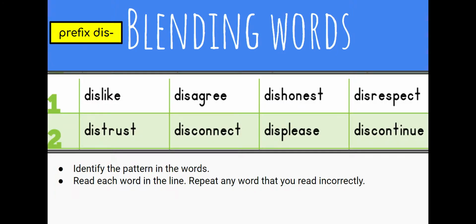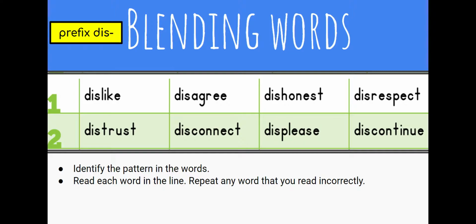Great job, Kipsters. Now let's look at words that have the prefix dis. The first thing that we need to do is identify the root word. Let's look at line 1. There are 4 words that have the prefix. That means a word part that comes at the beginning of a root word.